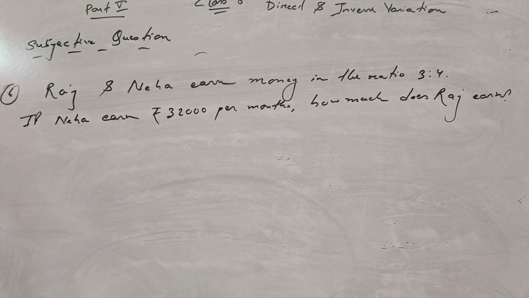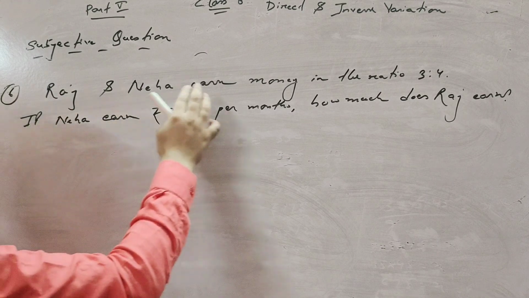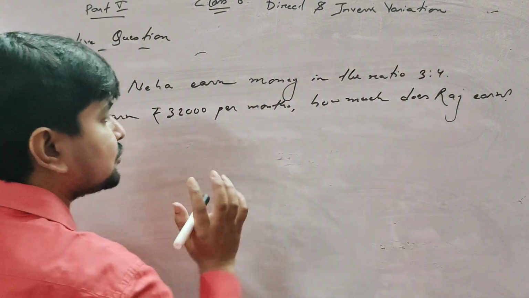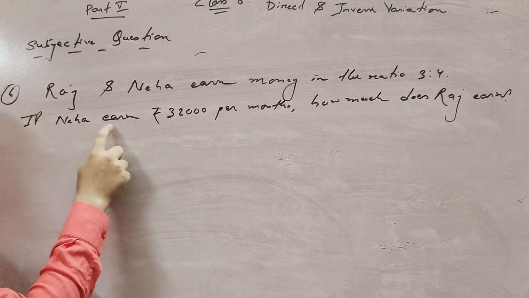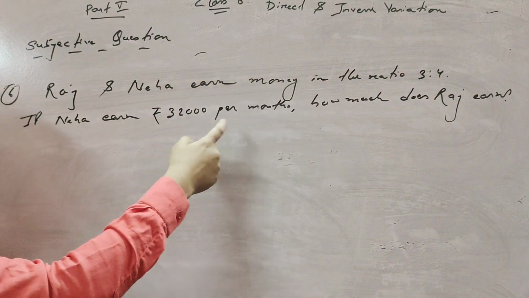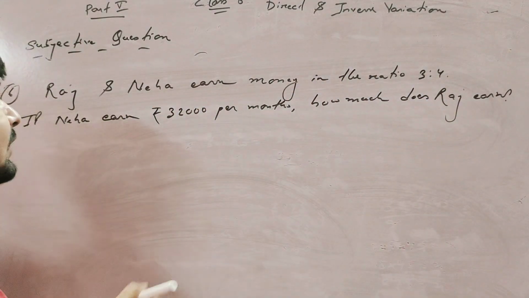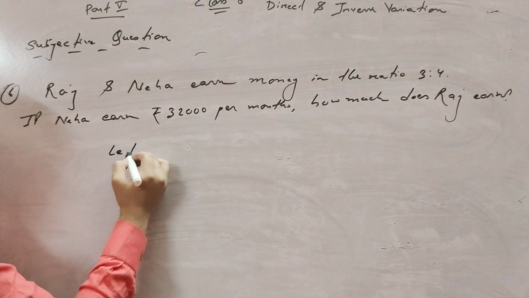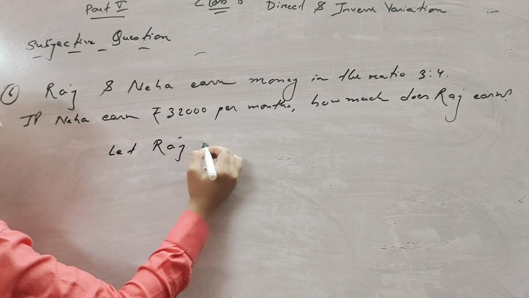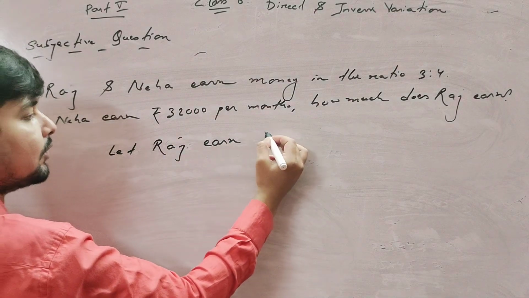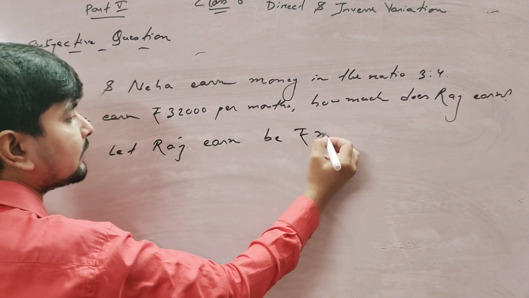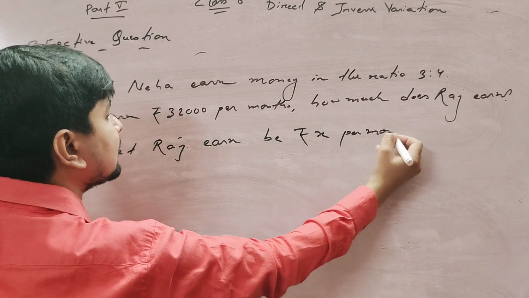See, first of all we read the question. Raj and Neha earn money in the ratio 3:4. Okay, if Neha earn 32,000 per month, so what is the income of Raj? Clear? So first of all, let Raj earn be rupees X per month.